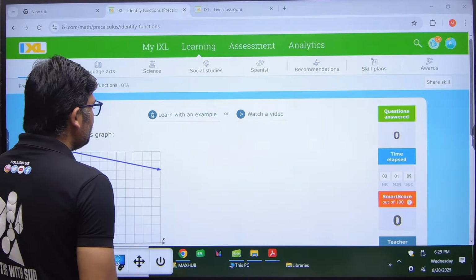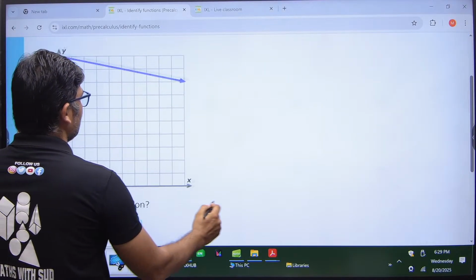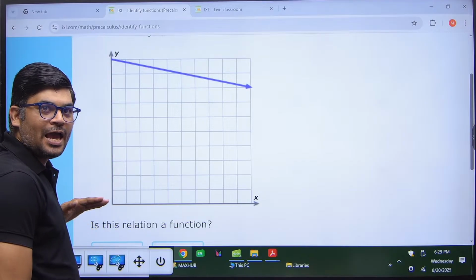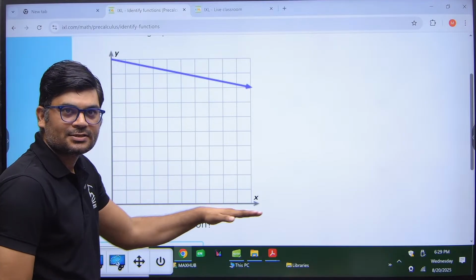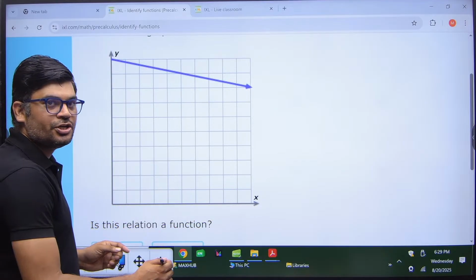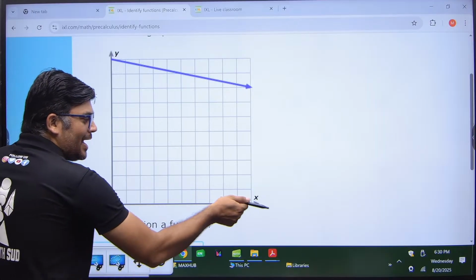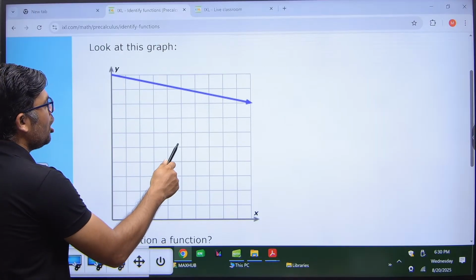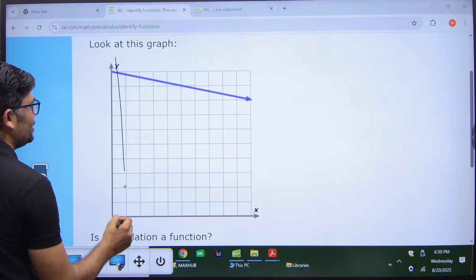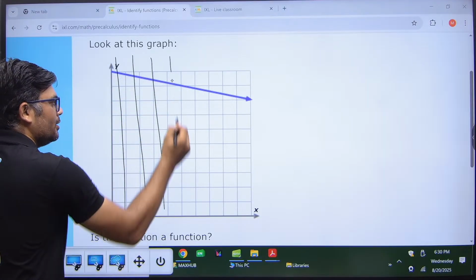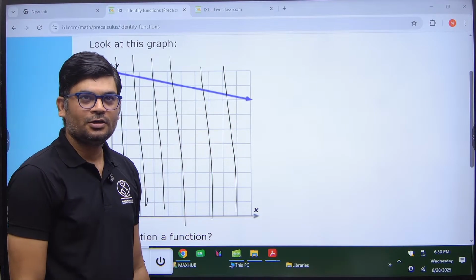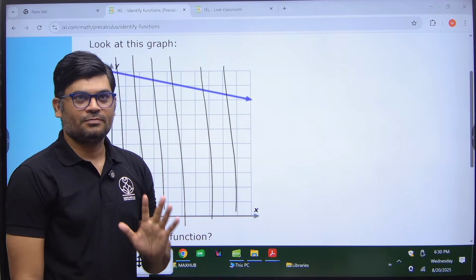Now, where is the output shown here? Can you tell me? The output is on the y-axis and the input is on the x-axis. See, Shrimoy, the input is on the x-axis. These are the inputs. These are the outputs. Now, if you draw an imaginary line like this in your mind, and if the graph is touching on a single point, we say it is a function.